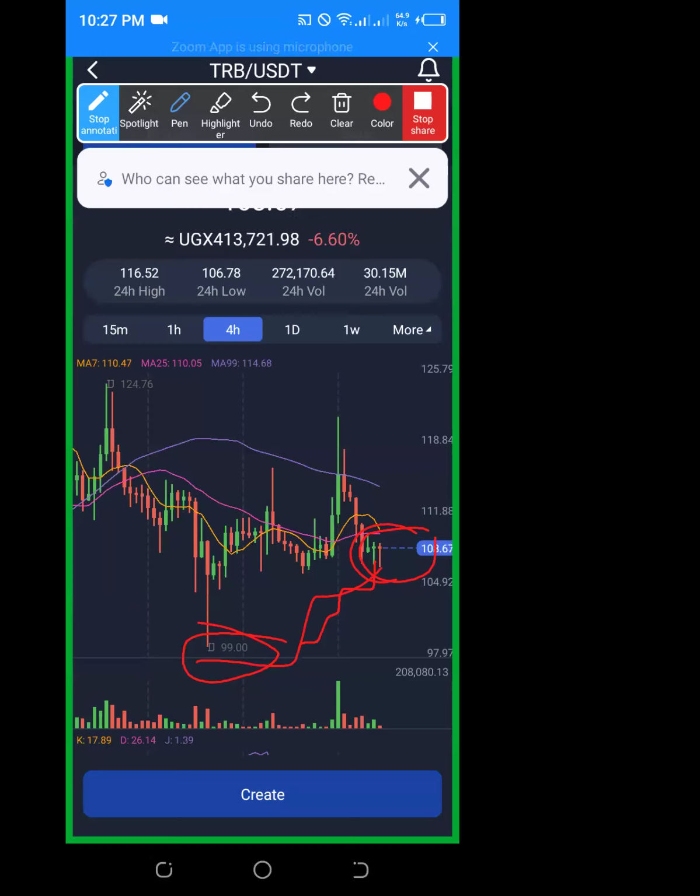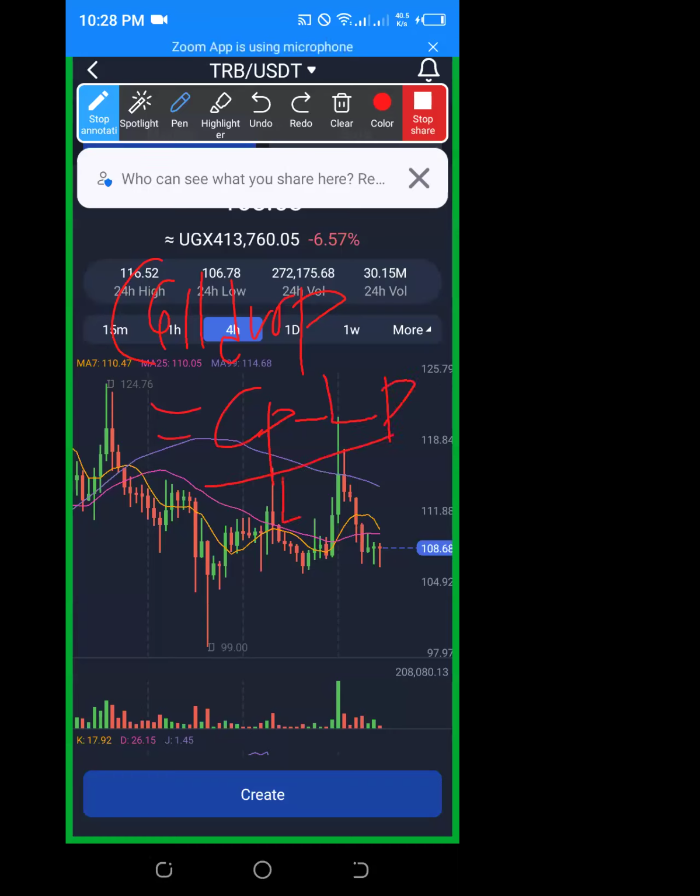How do you calculate the call drop? Hope you guys have books where to write. The call drop is equal to the current price minus the lowest price, divided by the lowest price, times 100%. The current price is 108.66. Subtract 99 from it. The answer you get, also divide it by 99 times 100%.